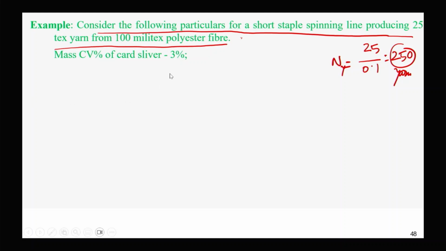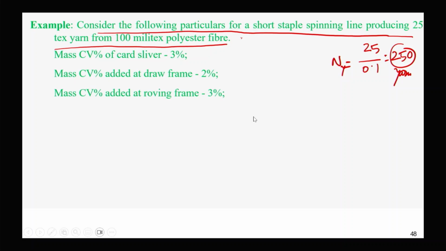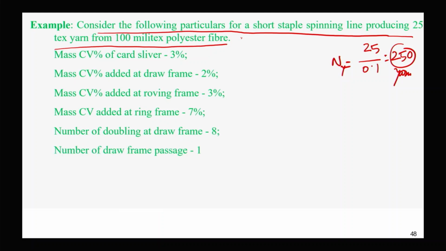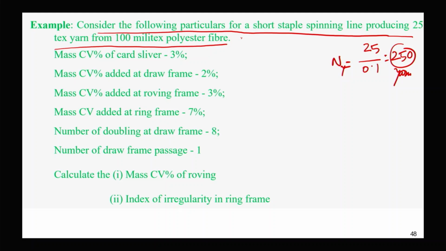Mass CV of card is 3%. Mass CV added at the draw frame is 2%. Mass CV added at the roving frame is 3%. Mass CV added at the ring frame is 7%. Number of doublings is 8. Number of draw frame passages is 1. Calculate the mass CV of roving and the index of irregularity of yarn. This type of numerical we have already discussed, so we will try to see the steps.